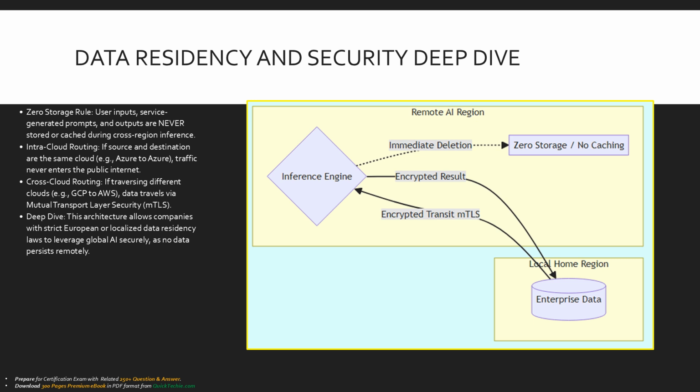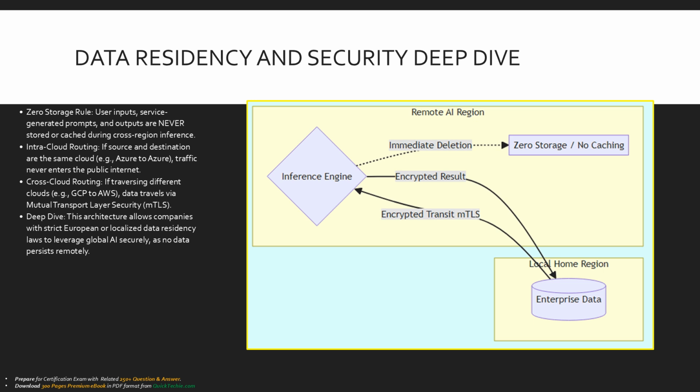Let's walk through this security flowchart. On the left, your enterprise data lives safely at rest in your local home region. During a cross-region request, the prompt moves across the boundary via encrypted transit, using MTLS if crossing cloud providers. It arrives at the inference engine in the remote AI region. Look at the critical dotted line pointing to zero storage/no caching.